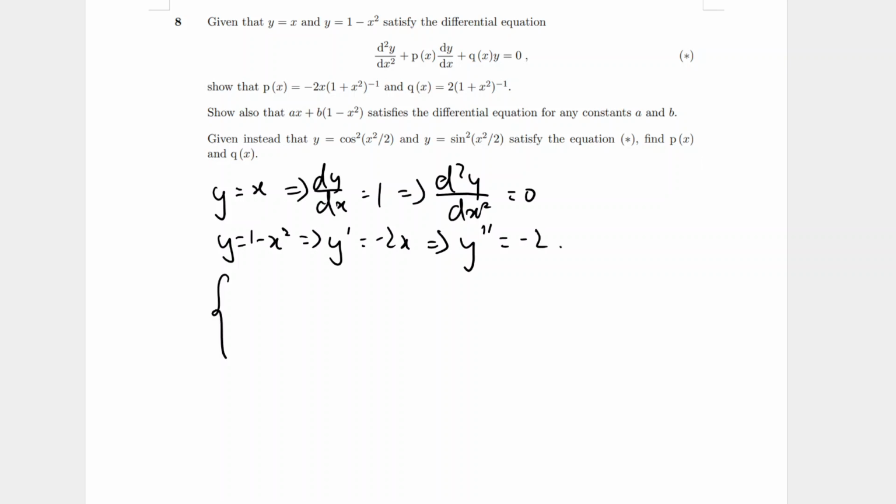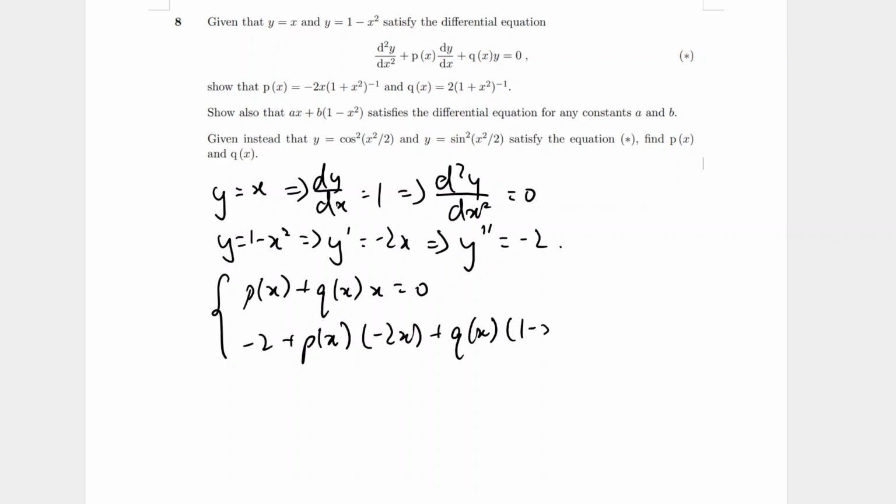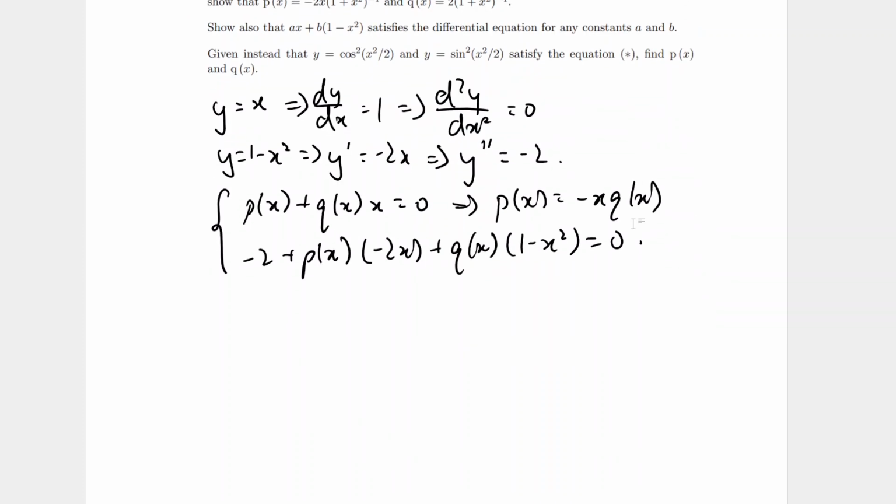So we get simultaneous equations. p(x) times 1 plus q(x) times x equals 0. And the second equation: minus 2 plus p(x) times minus 2x plus q(x) times (1 minus x squared) equals 0. Lovely, good. So I suppose what do we want to find? Well, let's go p(x) equals minus x times q(x), just by substitution, yeah? So sub p(x) into the next equation.